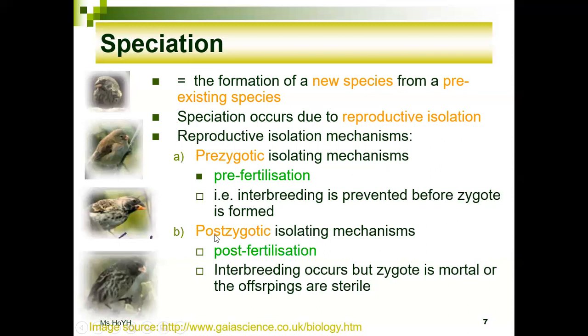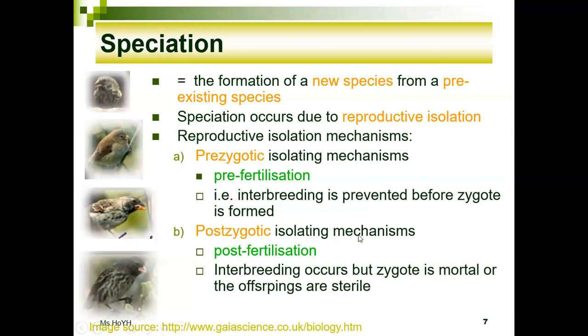And another one is called postzygotic isolating mechanism. Prezygotic means before even a zygote can be formed, they already know there is no interbreeding. That means they don't even meet to mate, so they cannot produce a zygote. Before a zygote is formed, they're already separated from mating. So no zygote. This is isolation before fertilization can happen.